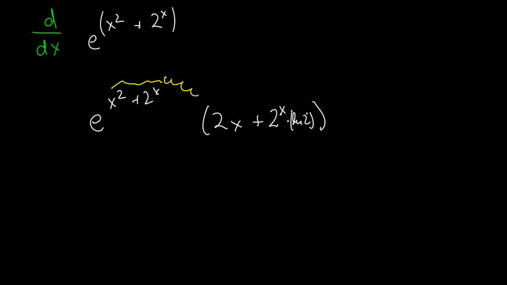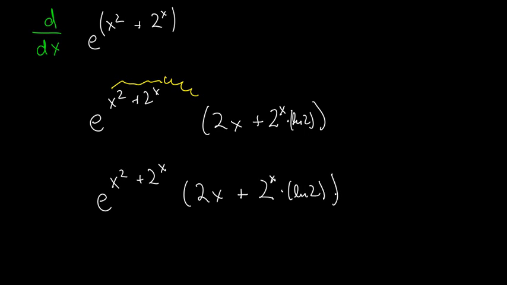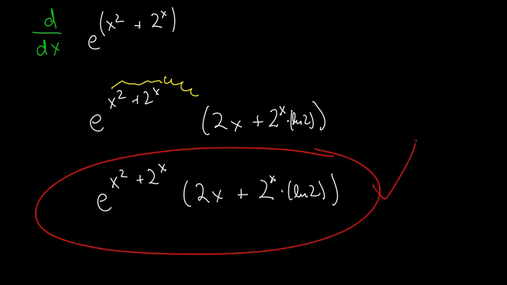All right, so the final answer is just to write it without any of the squiggly marks. It'll be e to the x squared plus 2 to the x times the quantity 2x plus 2 to the power x times ln 2. Notice how I'm very careful with my parentheses. Of course, if you plug in a particular value for x, having those parentheses there will be very important.